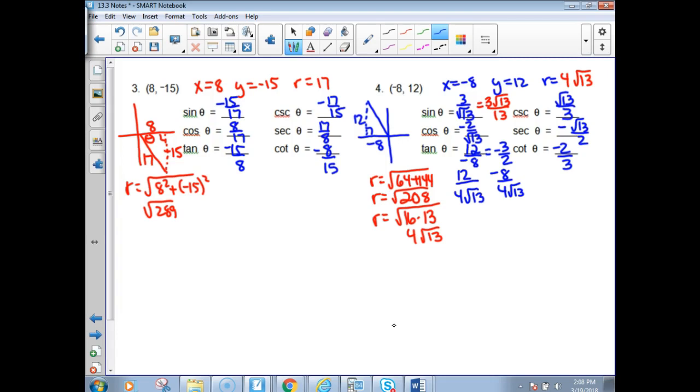Any questions? Yes. Oh, I didn't finish the cosine. Thank you. Yes, ma'am. We have to rationalize this one: negative 2 root 13 over 13. Thank you. I forgot to rationalize my cosine. Yes, no radicals in your basement.